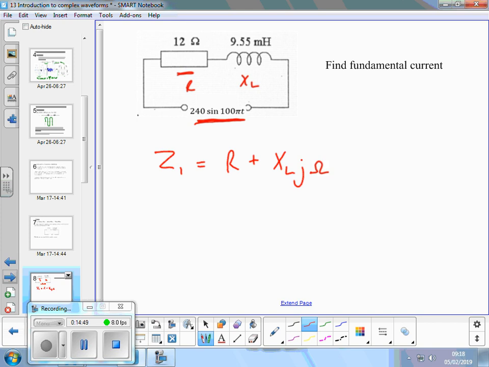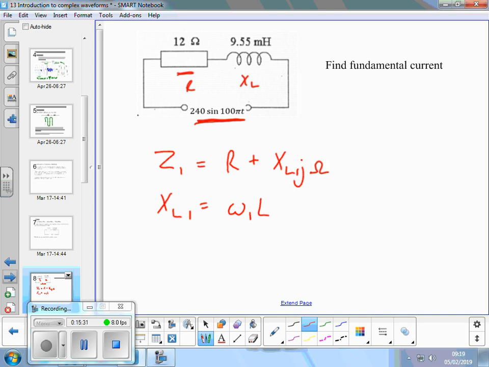And we really should be saying that that is XL1, because that's going to change value at the other two frequencies. Resistance will not change. That will stay the same. So how do we calculate XL? 2 pi f is equal to, Jake? Omega. Yeah, so we can say it's omega 1 L in this case.